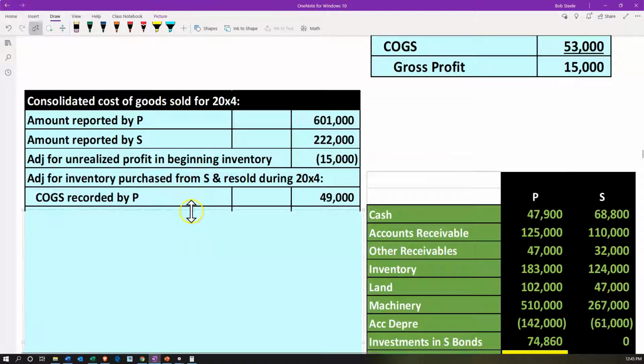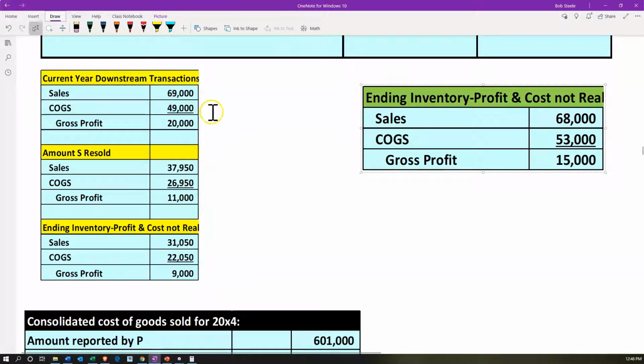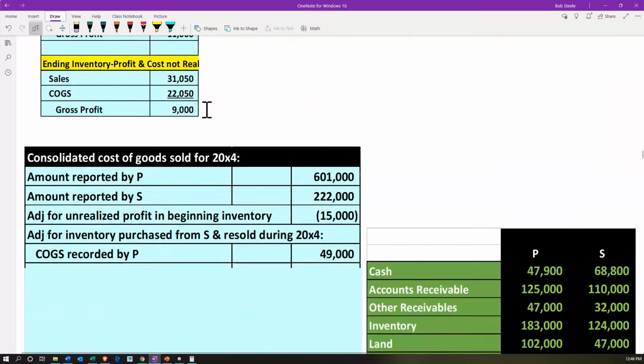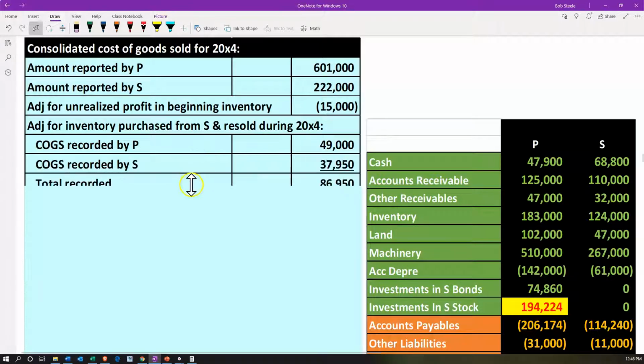That's going to be a negative, and then we're going to have the adjustments for inventory purchased from S and resold during 2000 X4. That's going to be this information here. So we have the current year downstream transactions, and we have the cost of goods sold. This is current year transactions of this 49,000. So we're going to make an adjustment for that 49,000. So we're going to have the 49,000 here. Then we're going to have the cost of goods sold recorded by S.